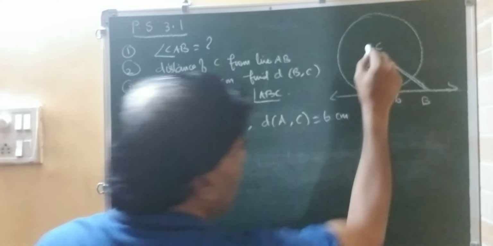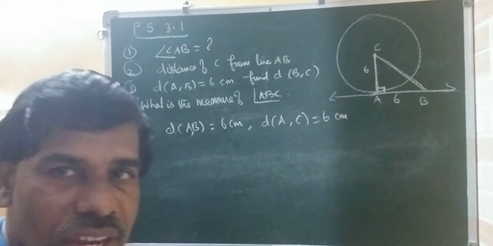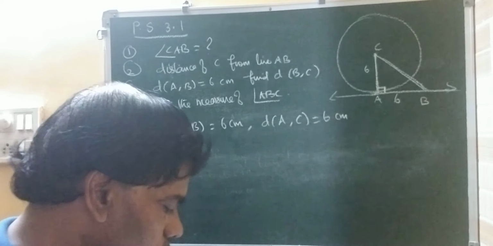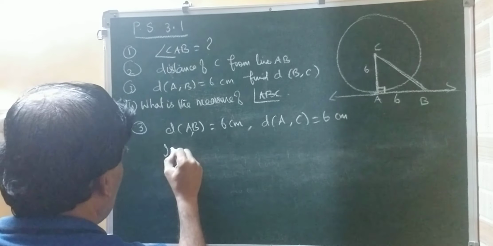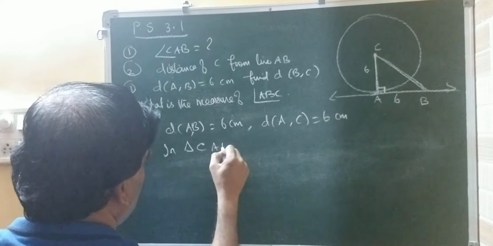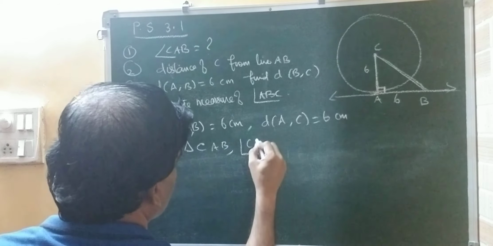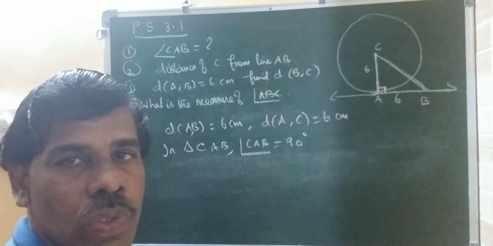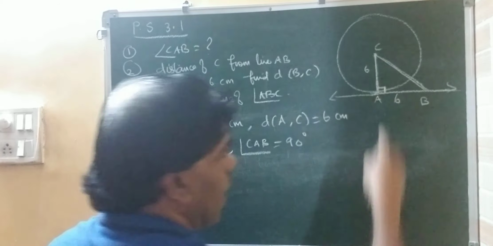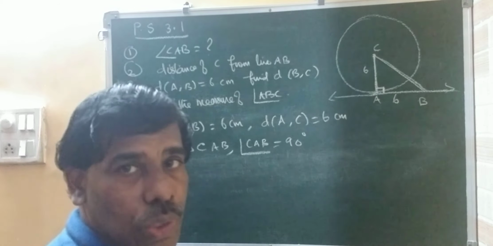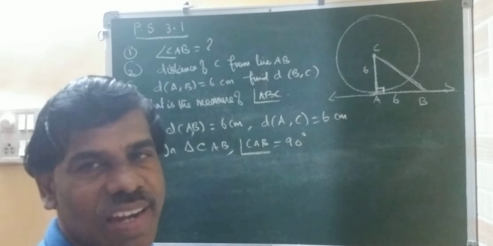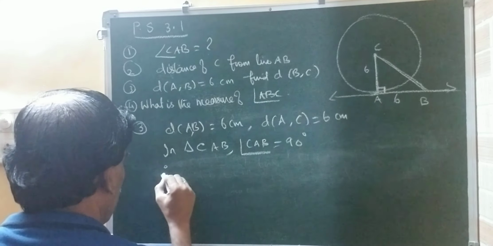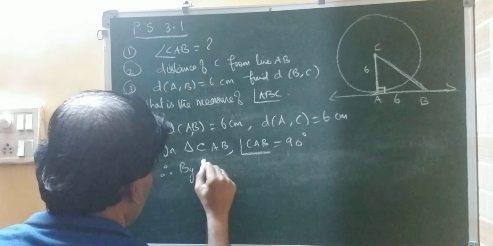Now, listen very carefully. What type of triangle is it? It is a right angle triangle. So, which theorem will be used immediately? Pythagoras theorem. In triangle CAB, angle CAB equal to 90 degree. In a right angle triangle, two sides are known to you. Can you find out the third side? Yes. Which theorem will you use? Pythagoras theorem.